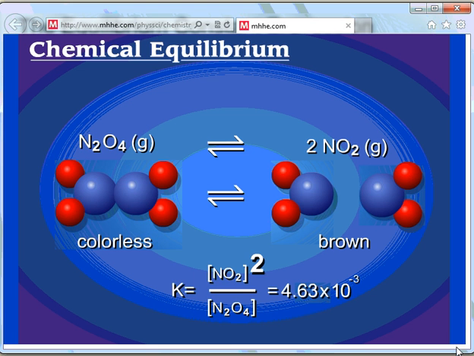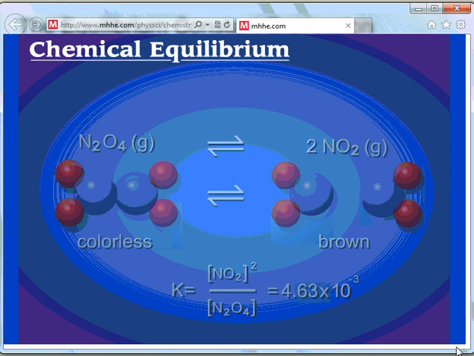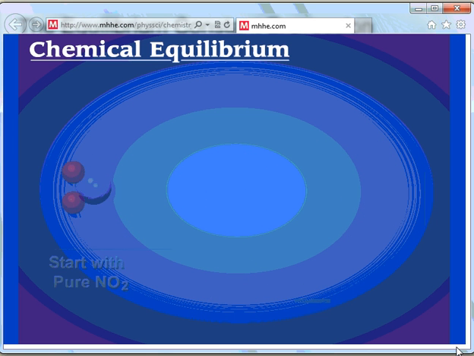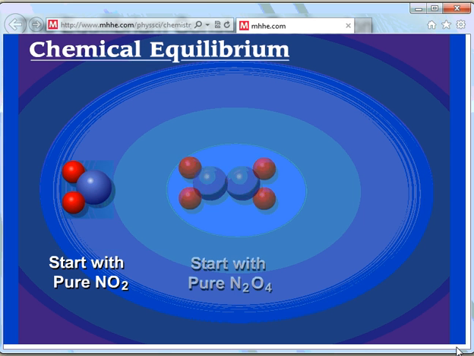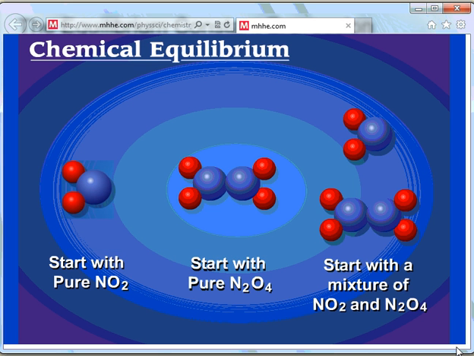Note that the exponent 2 for the NO2 concentration in this expression is the same as the stoichiometric coefficient. To convince yourself that the above equilibrium expression holds, no matter the starting concentrations, choose to start the reaction with pure NO2, pure N2O4, or a mixture of NO2 and N2O4.